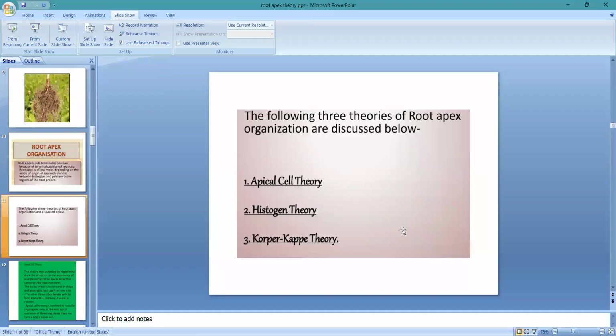Just like the shoot apex, where we learned four theories, the apical cell theory, histogen theory, tunica-corpus theory and waiting meristem theory, in the root apex organization there are three theories: apical cell theory, histogen theory and Korper-Kappe theory. So what is the difference? You observe.